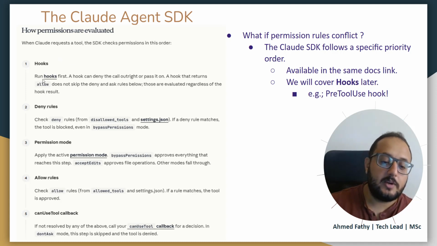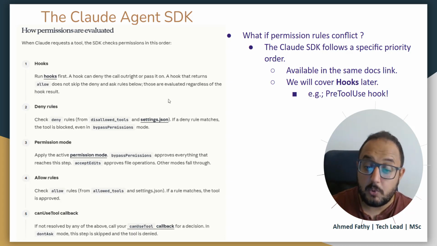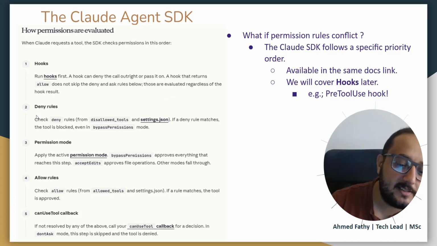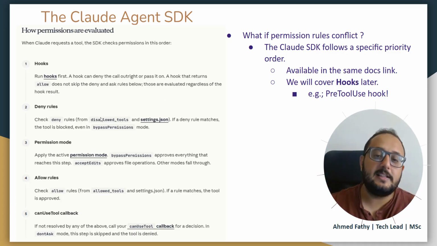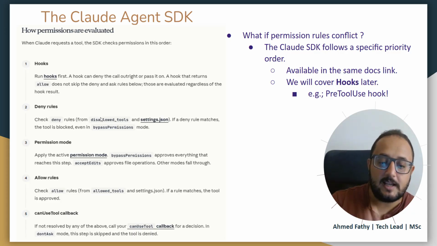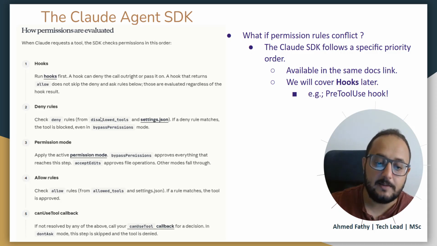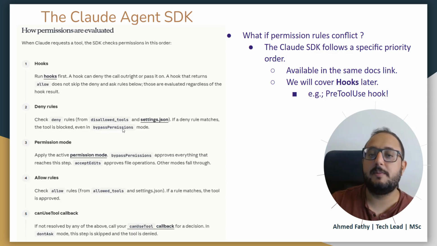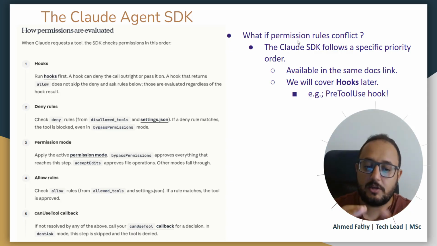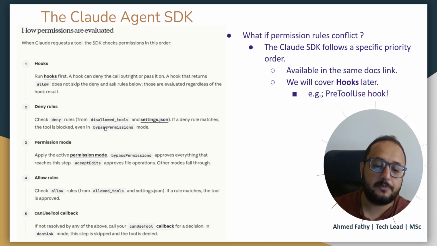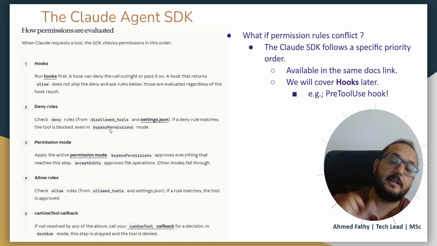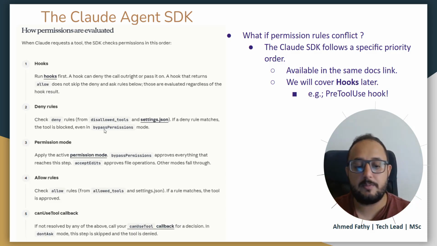Then after this, you get deny rules. So for example, if you have allowed tools in settings.json, we will cover settings.json again later on. But for now, let's think of the deny rules as being the disallowed tools. So if this tool is disallowed, it gets denied automatically. You don't go any further, even in bypass permission mode. So this is what I meant when the rules actually conflict, because you might have a permission mode of bypass permissions, which means permit everything. However, if a specific tool is explicitly listed in the disallowed tools list, it still gets denied even with bypass permissions.